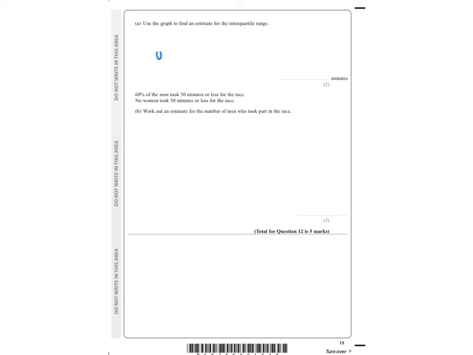I know my interquartile range is my upper quartile minus my lower quartile. So I had 56 minus 38 is going to give me 18.